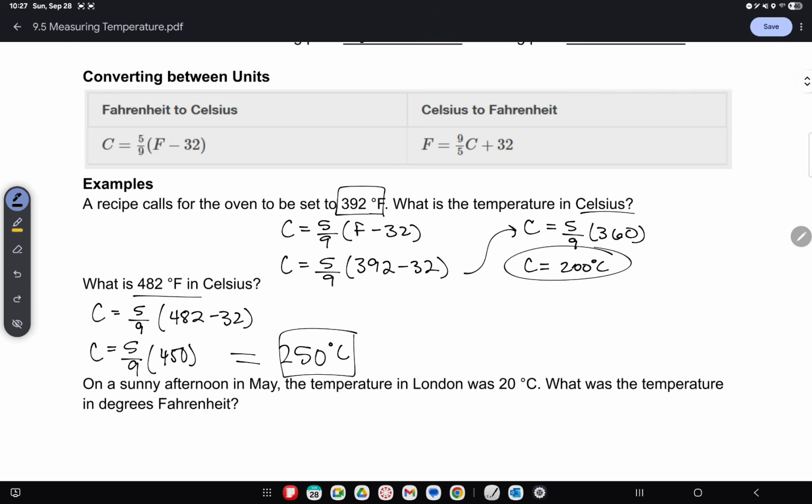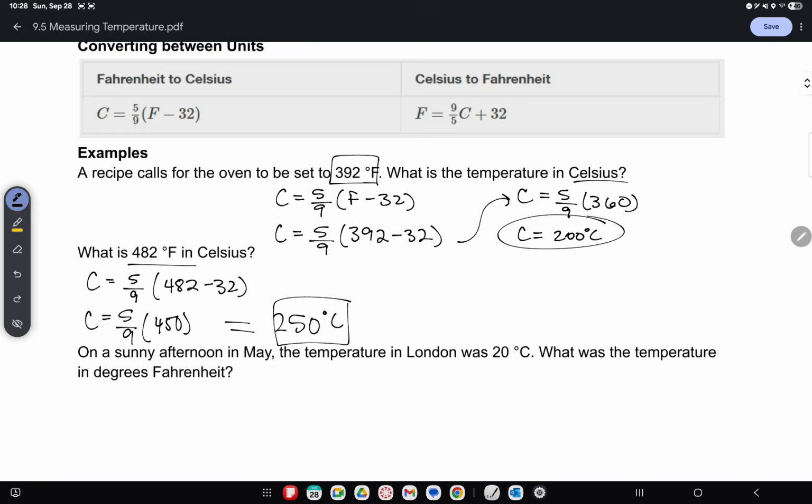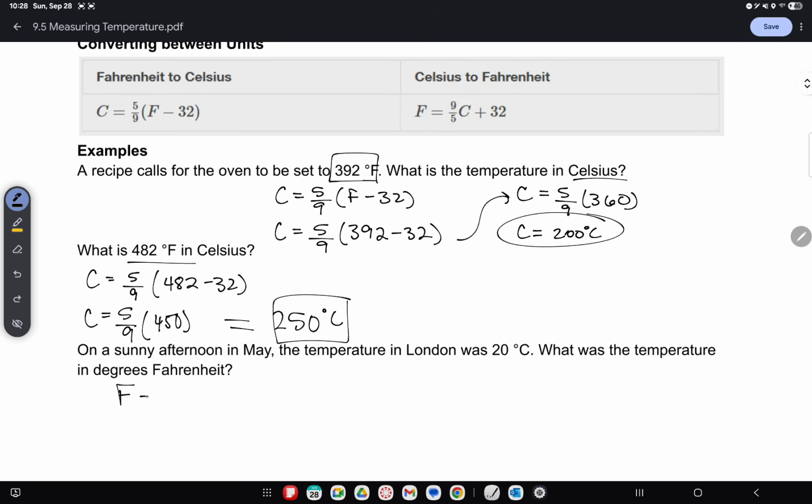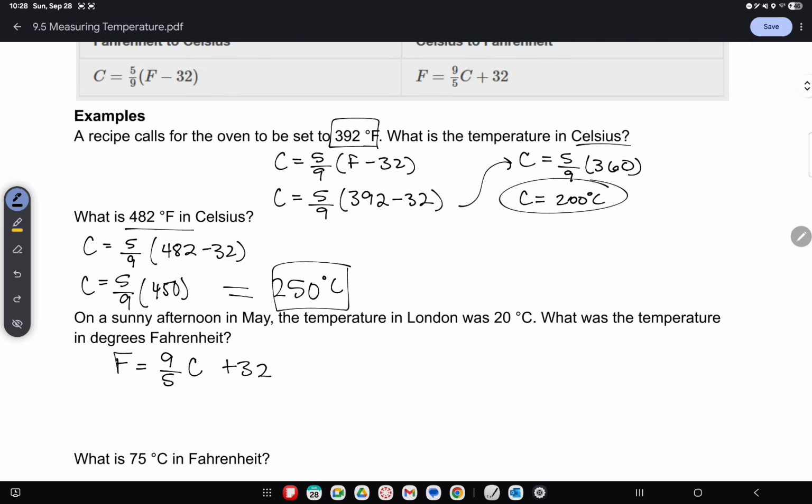Or we can go the other way. So a sunny afternoon in May, the temperature in London is 20 degrees Celsius. What's the temperature in degrees Fahrenheit? So we'll use the other formula. Fahrenheit is 9/5 Celsius plus 32. So I'll substitute in the 20. And then we'll do the math. So 9 divided by 5 times 20 is 36. Fahrenheit, 36 plus 32. That gives me 68 degrees Fahrenheit.